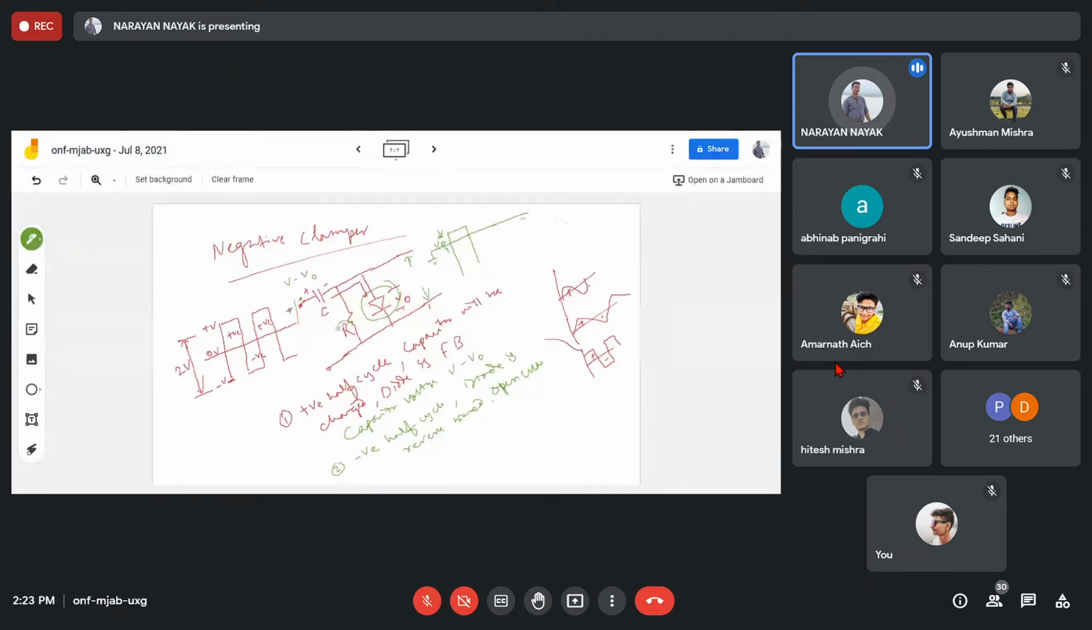Because what is the R we are using here? The R value is a very high resistance. Okay, so as R is a high resistance, the capacitor cannot discharge.